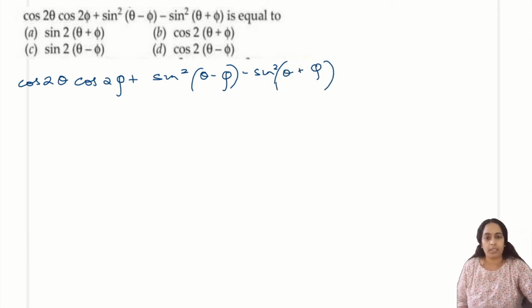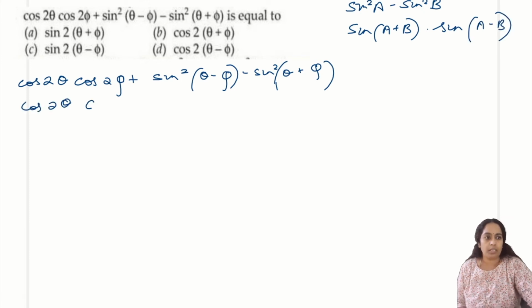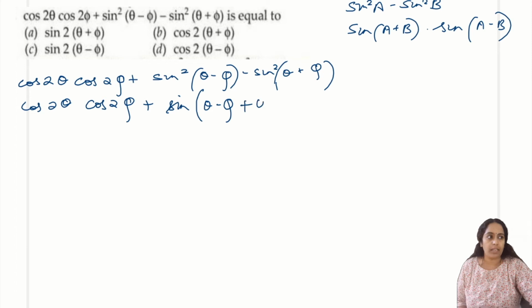So this is my question and I have the 4 options there. Okay, so what is sin square A minus sin square B? The formula is sin of A plus B into sin of A minus B. So it's going to be cos 2 theta cos 2 phi plus sin square theta minus phi minus sin square theta plus phi will be sin of theta minus phi plus theta plus phi, sin of theta minus phi minus theta minus phi.